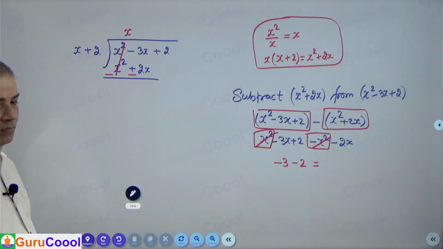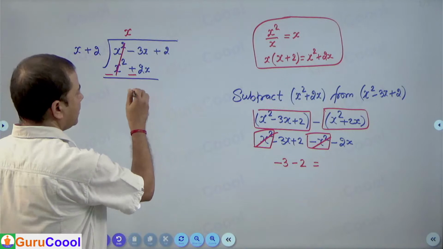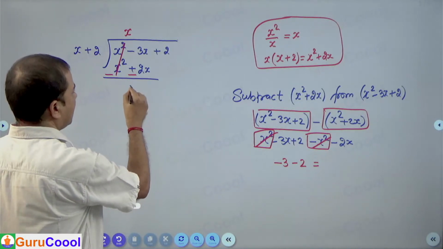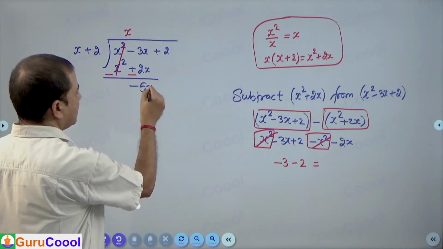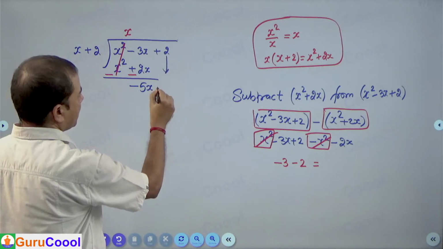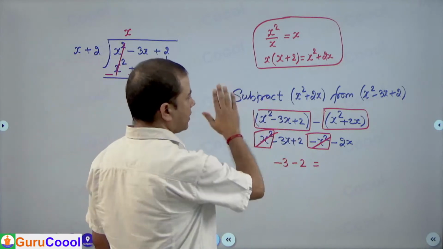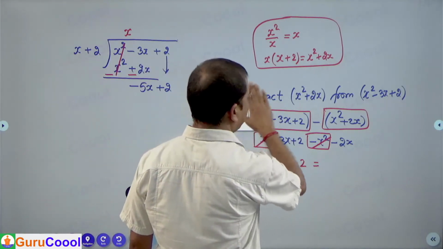Five. Minus 5. Why don't you use your brain? You said 1, minus 1. Why? So it is minus 5x and then plus 2 comes down from the top. Well, I am erasing this. This was just to give you reference.